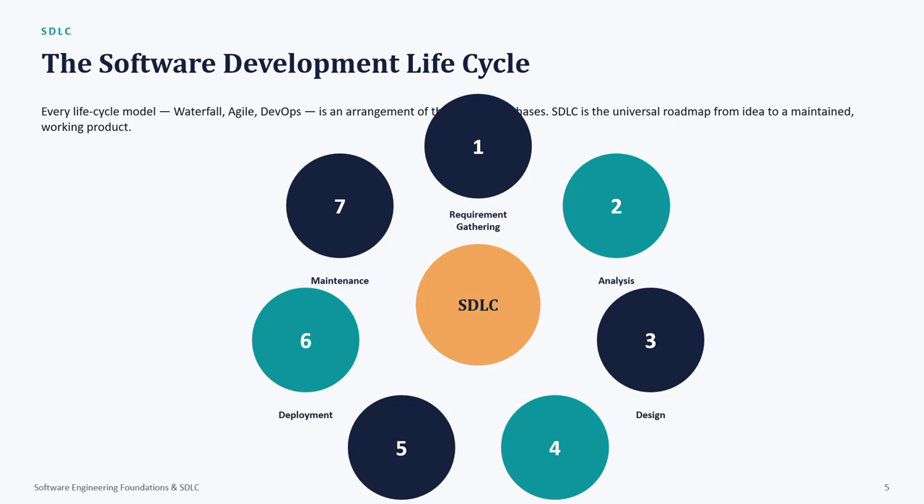What is the full form of SDLC? That is Software Development Life Cycle. Every life cycle model, waterfall, agile, DevOps, is an arrangement of the same basic phases. SDLC is the universal roadmap from idea to a maintained working product.